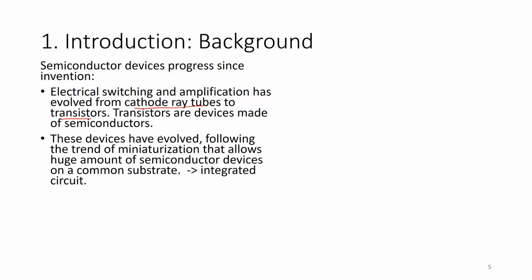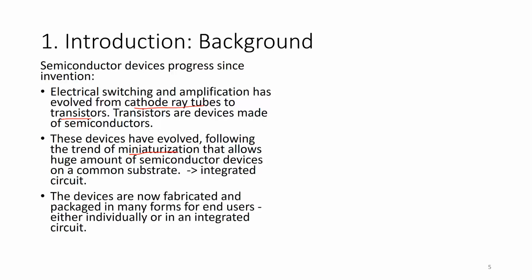So these devices have evolved following the trend of miniaturization. Miniaturization refers to making the devices small. Miniaturization allows a huge amount of semiconductor devices on a common substrate. So meaning that on the same piece of material, which is usually silicon, you can have from hundreds to thousands to hundreds of thousands on a single substrate and packaged in one single package, and this is what you call an integrated circuit. So for us as end users, the devices are now fabricated and packaged in many forms based on their needs and what they want to do. So sometimes they are individually packaged, or sometimes they are in the form of integrated circuits.